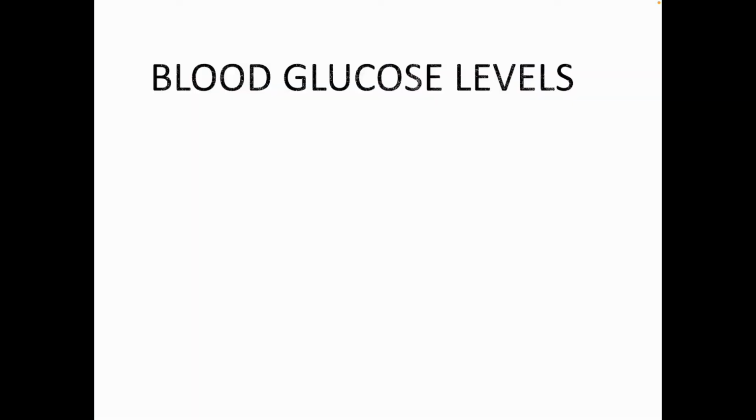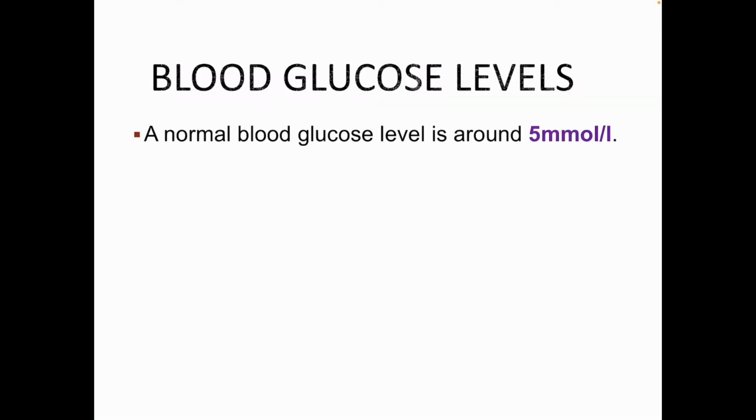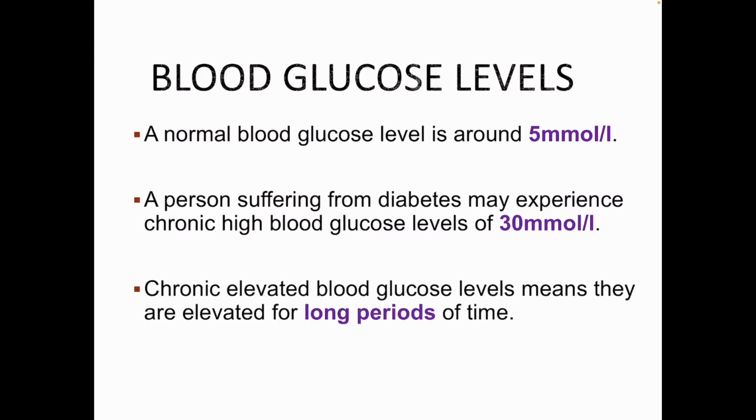So in this video we're going to learn about blood glucose levels and diabetes. We need to know about the effect of chronically elevated blood glucose levels. A normal blood glucose level is around 5 millimoles per litre of blood. A person who suffers from untreated diabetes may experience chronic high blood glucose levels of up to 30 millimoles per litre. Chronic means that the blood glucose levels are raised for a long period of time.